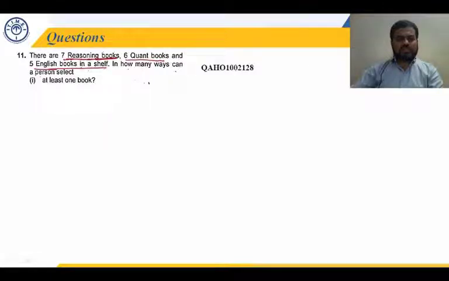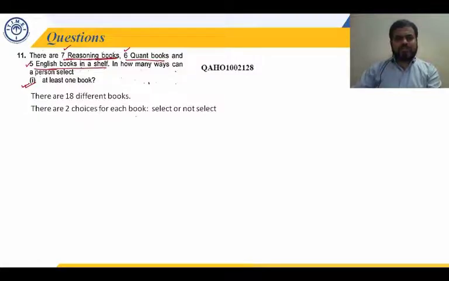So first case is, in how many ways can a person select at least one book. So there are 18 different books in total, 7 plus 6 plus 5. Those are 18 books and all of them are different. So there are 2 choices for each book.